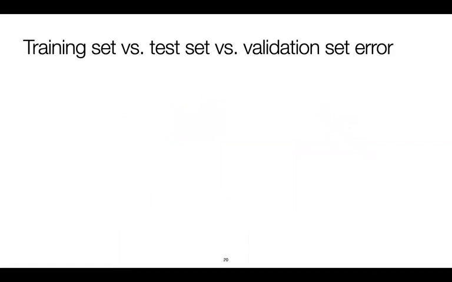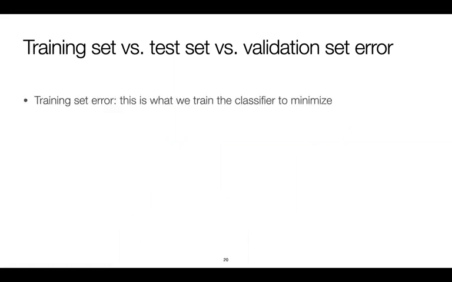Okay, so now let me zoom in a little bit more on this concept of training set versus test set, and then I'll also bring in the concept of a validation set. So training set error, roughly speaking, is what we train the classifier to minimize. Like I said before, we're learning or fitting the model on the training set. And in MNIST, for example, that's 60,000 image label pairs that we get.